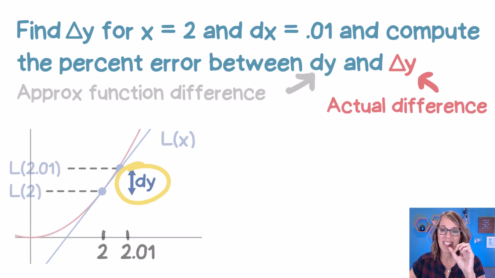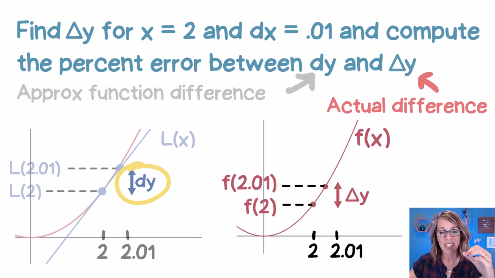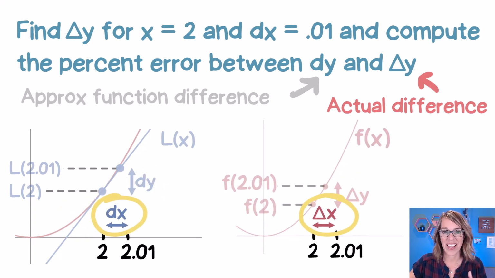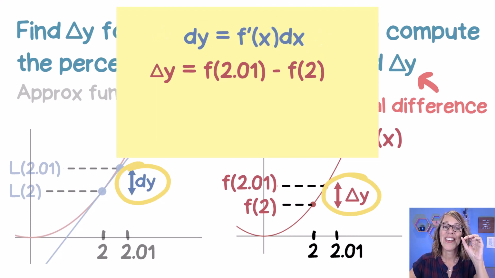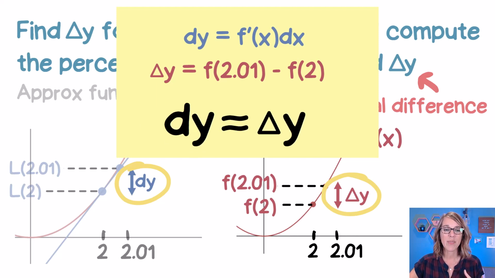Now delta y, that's our actual difference. This goes back and uses that function, and it's going to take the function values. Now notice that our delta x and dx are exactly the same. That's just that difference of 0.01. But in the y direction, we can approximate dy using the linearization. But why would I do that when I can just do the derivative times dx? But delta y is the actual function difference. And we know that dy is approximately delta y.